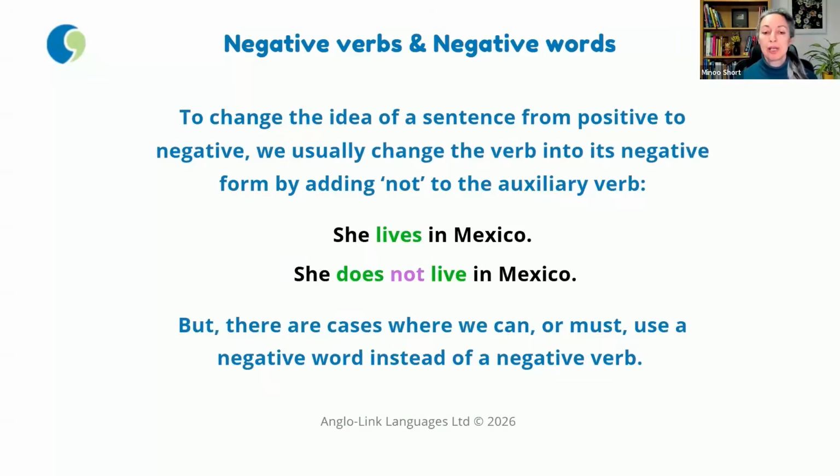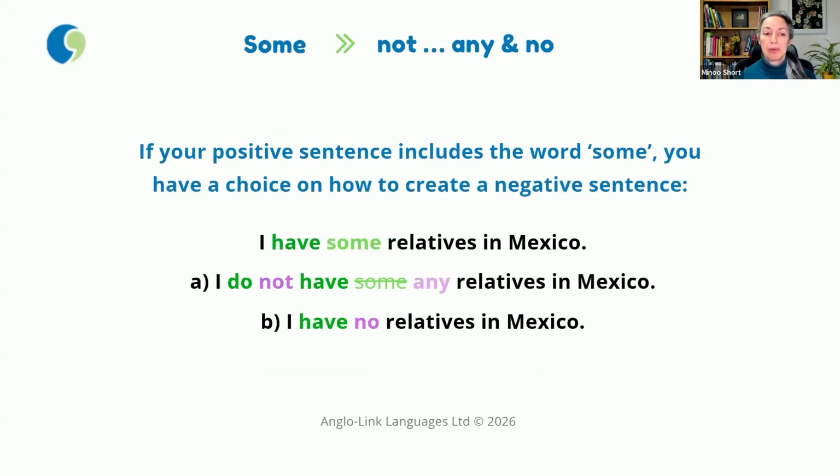For example, she lives in Mexico. The negative sentence would be she does not live in Mexico. But there are cases where we can or must use a negative word instead of a negative verb. And today we're going to look at some of these cases, starting with the word some.